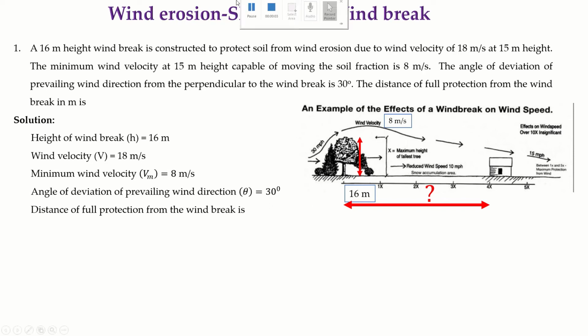Hello friends, now we'll discuss the wind erosion problems regarding your shelter belt and wind breaks. Here is one problem: a 16-meter height wind break is constructed to protect the soil from wind erosion due to the wind velocity of 18 meter per second at a height of 15 meters. So let us say my wind break height is 15 meters and the wind velocity is 18 meter per second, blowing in this direction.